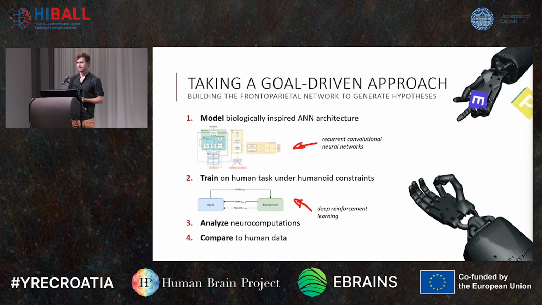What we are not doing is to set the specific connectivity strength between the different neural populations within these regions, but instead we are training using deep reinforcement learning our complex recurrent convolutional neural network on a human task under humanoid constraints, under the premise that if these constraints are strong enough, then the emerging neural computations will resemble those that we find in the brain.